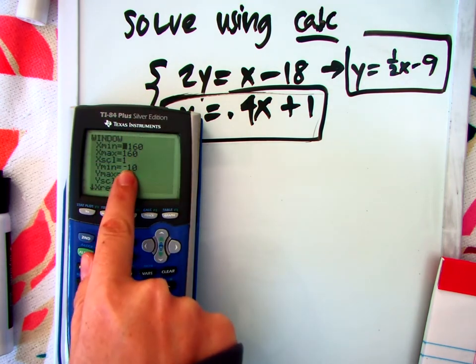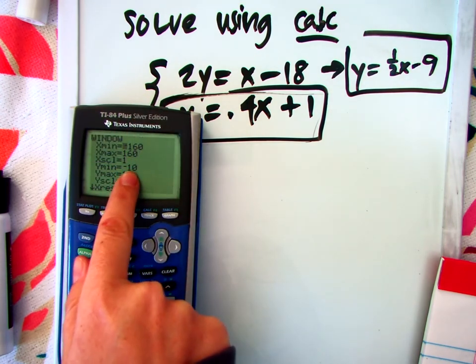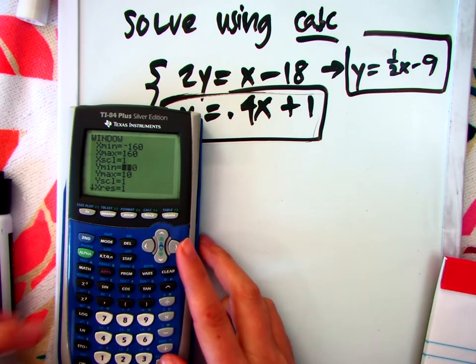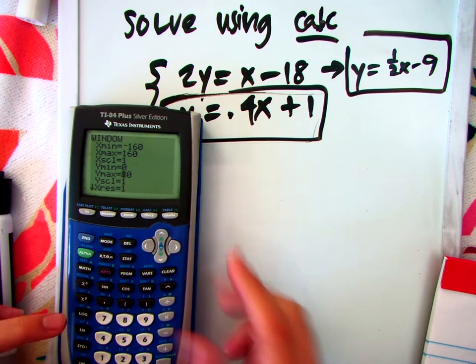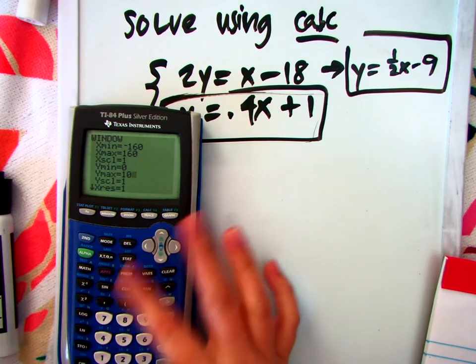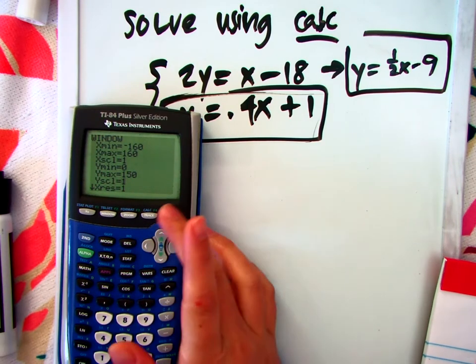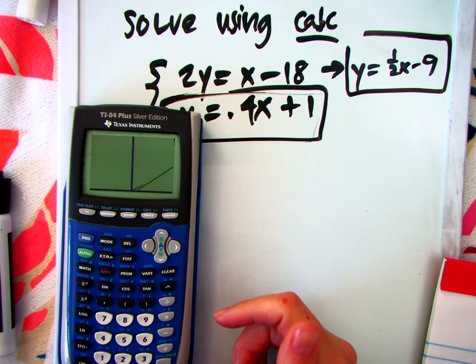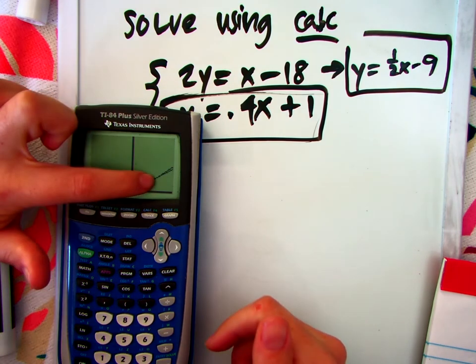So I'm going to go to my window, and now I'm going to change my y maximum. I'm going to actually change this to 0. And I don't know how far up. Let's start with 150. Let's see what happens. So now we can see that these are touching.